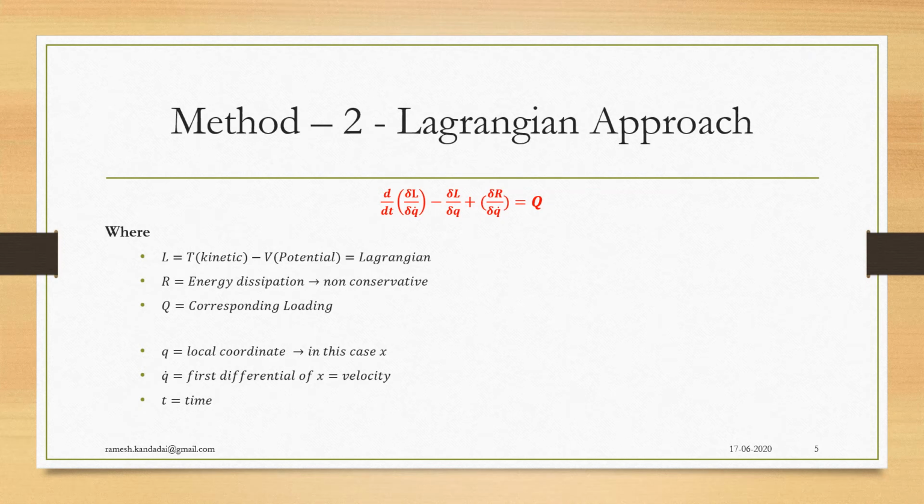The second method is the Lagrangian approach. The Euler-Lagrangian generalized equation gives you the condition of a system of body or bodies as a function of the Lagrangian. The Lagrangian is defined as L = T - V, where T is the kinetic energy and V is the potential energy.